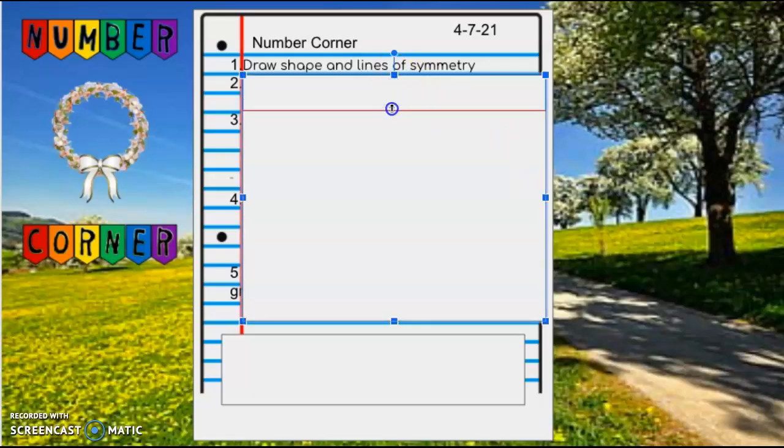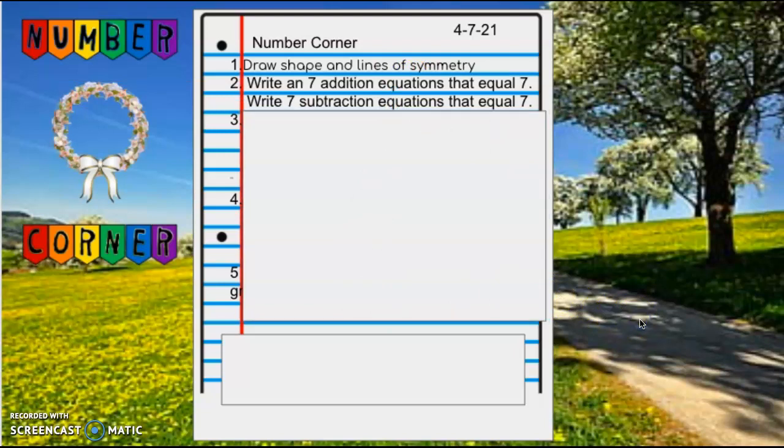Alrighty, friends, we are moving on to number 2. Next to number 2, you are going to write 7 addition equations that equal 7. You are also going to write 7 subtraction equations that equal 7. Therefore, you will have a total of 14 equations next to number 2. Press pause if you need more time for number 2.